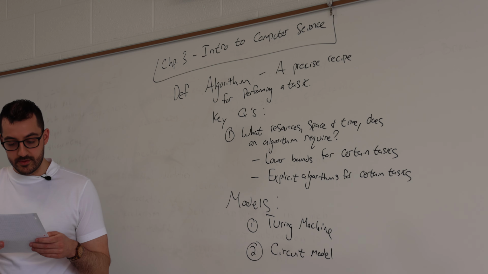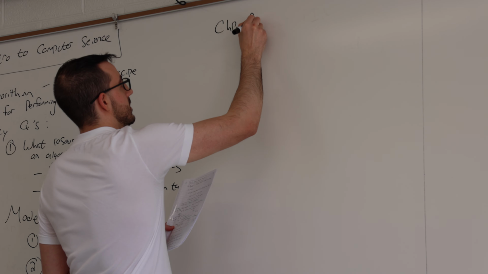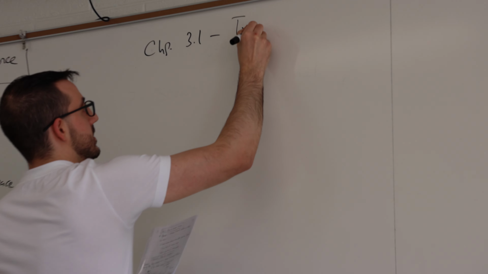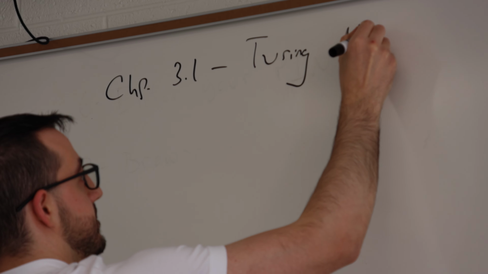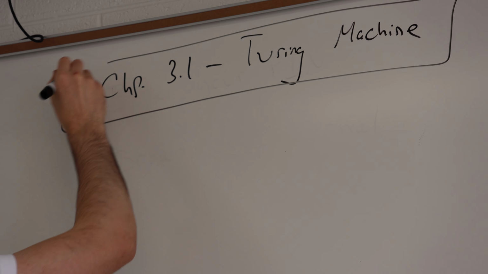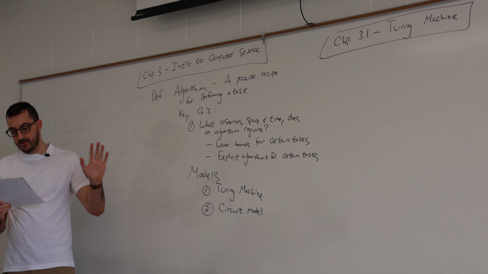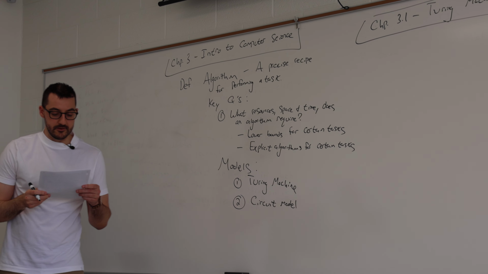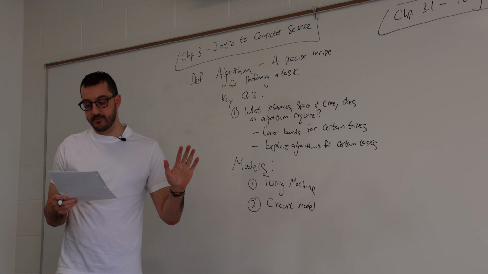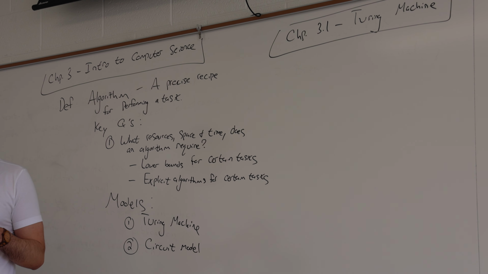But today, we'll start with the Turing machine, and that is in chapter 3.1. So chapter 3.1 on the Turing machine. Although it looks abstract, you're not allowed to be confused by a Turing machine because it's very simple. If you ever feel confused, you just need to slow down and understand what it's saying.